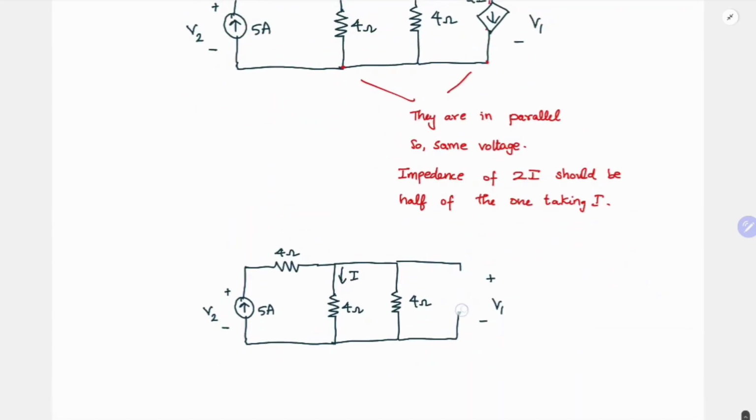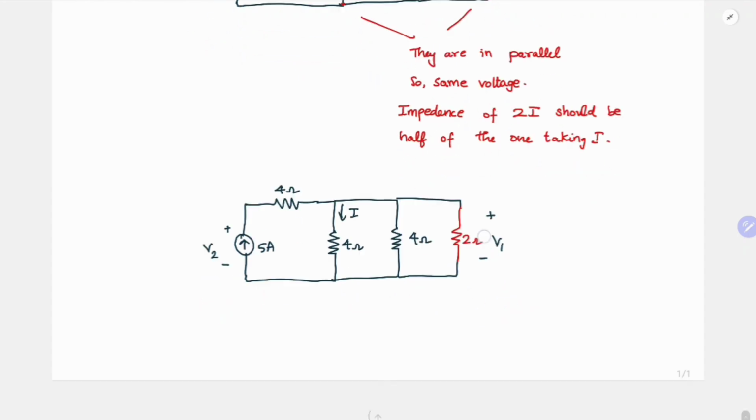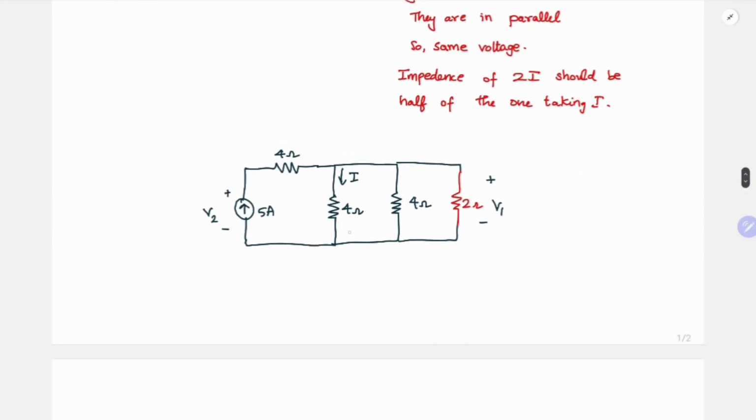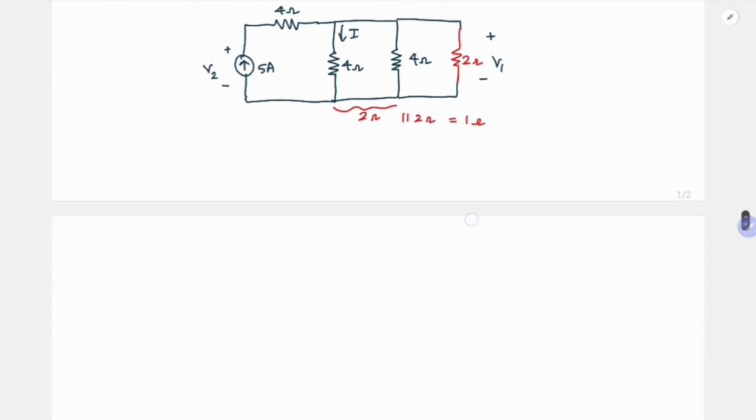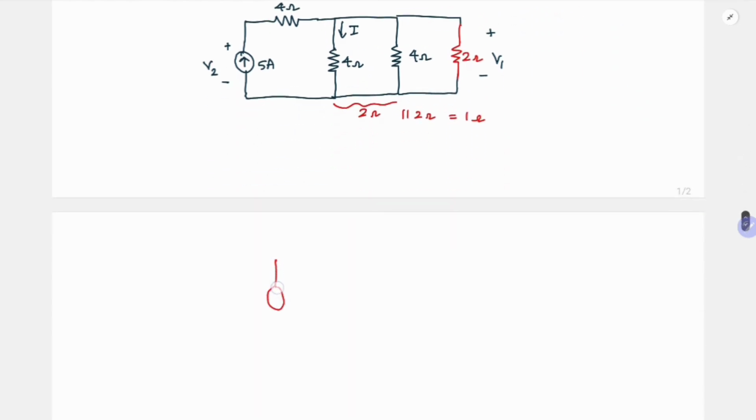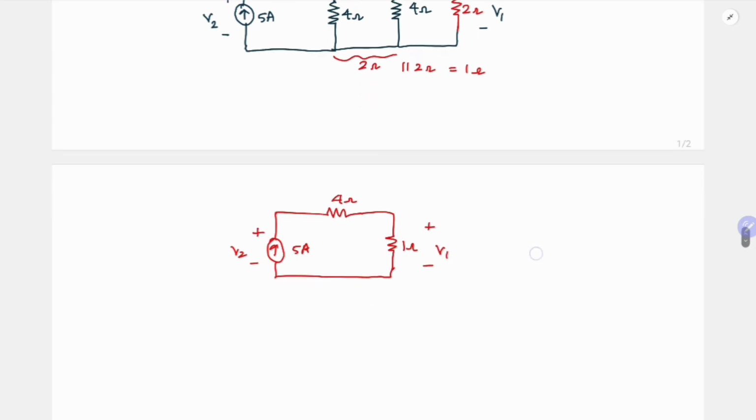So let me do that. I'll replace this with 2 ohm. Now this is going to be 2 ohm, and 2 ohm in parallel with 2 ohm is equal to 1 ohm. Equivalently this is 1 ohm. So we have 5 ampere, 4 ohm, 1 ohm, and this is V2, and since they are in parallel, this is still going to remain as V1.